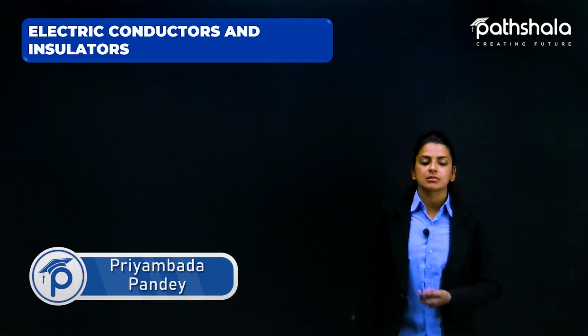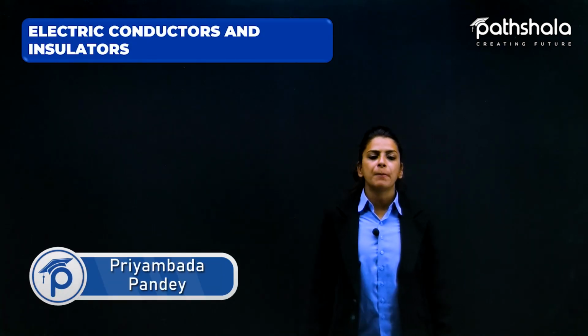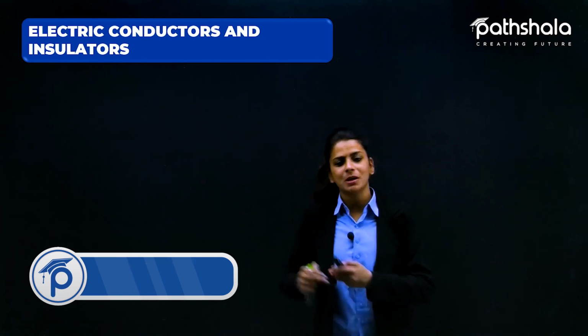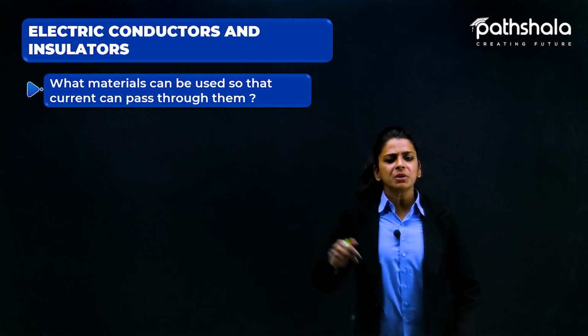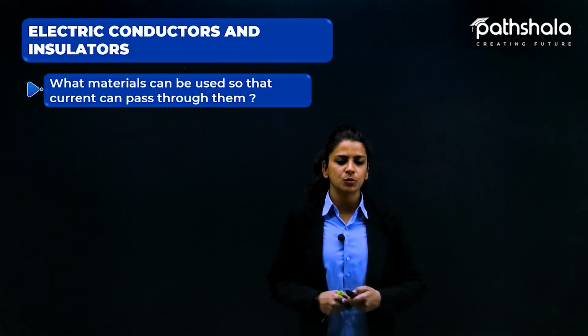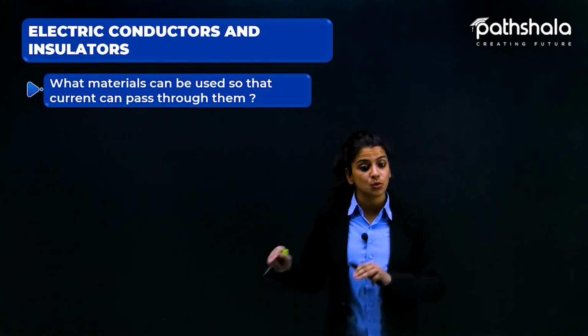Conductors and Insulators. In this topic, we are going to study about the objects that can pass electricity and the objects that cannot pass electricity. So now, what materials can be used so that current can pass through them? कैसा मटेरियल हमें यूज करना चाहिए ताकि करंट उसमें से पास हो जाए?